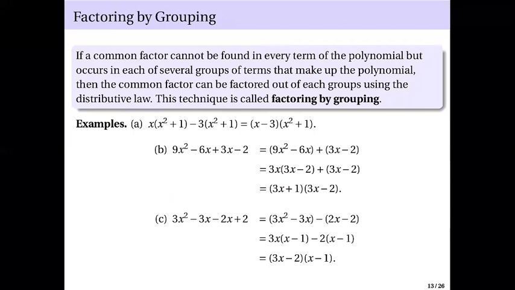So this is factoring by grouping. And as I have said, you can also do this if you have a degree 3 polynomial expression, and even if you have a degree 4 polynomial expression. Questions?